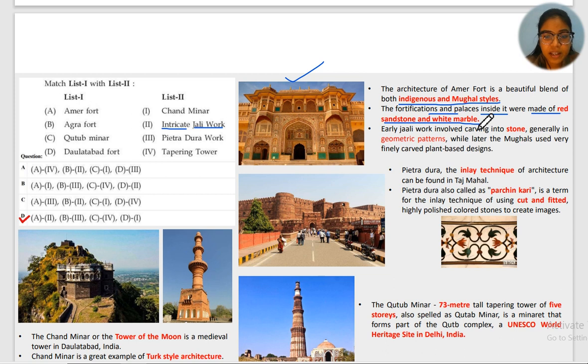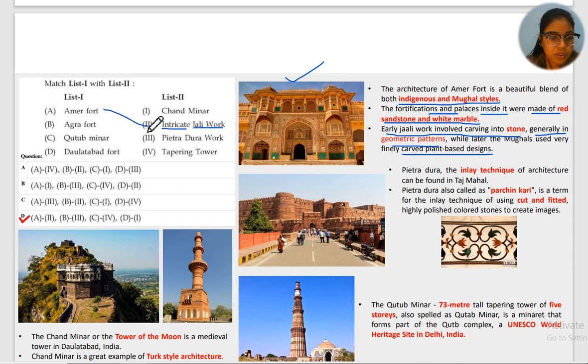This is also important. After that, as you can see, it is written over here, early jali was worked into carving in stone, generally in geometric patterns. Their jali work mostly represents geometric patterns, like shapes such as square, rectangle, or circle. While later the Mughals used very finely carved plant-based designs. After that, they moved on to plant-based designs, where you can see plants, leaves, and all those features.